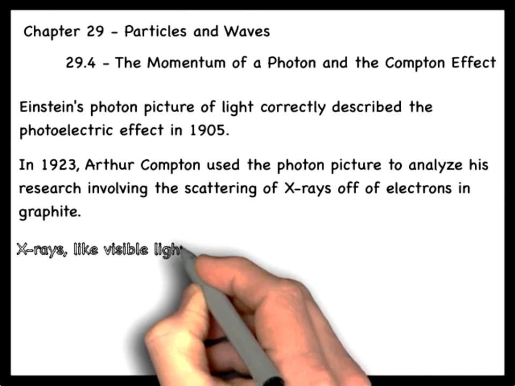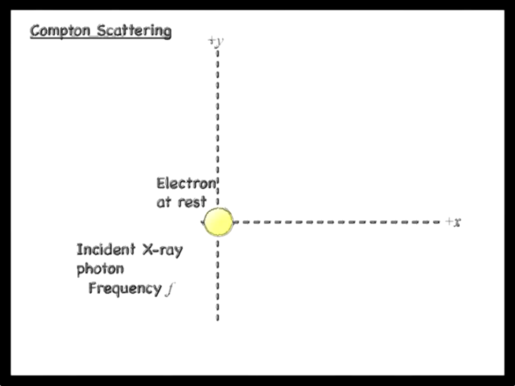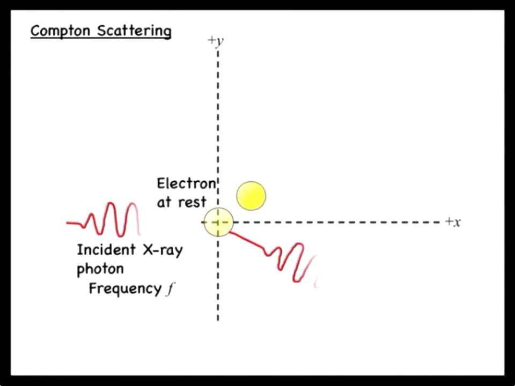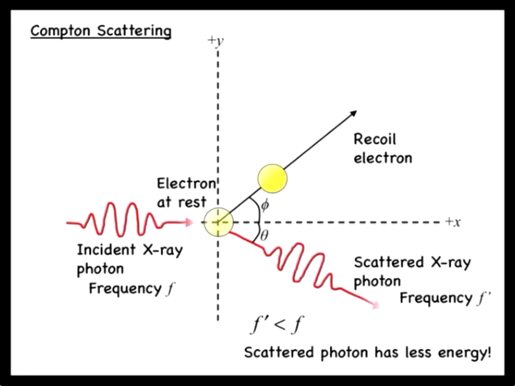X-rays are high-frequency electromagnetic waves, and like visible light, they are composed of photons. The following clip illustrates what happens when an X-ray photon strikes an electron in a piece of graphite. Like two billiard balls colliding on a pool table, the X-ray photon scatters in one direction after the collision, and the electron recoils in another direction. Compton observed that the scattered photon has a frequency f' that is smaller than the frequency f of the incident photon, indicating that the photon loses energy during the collision.